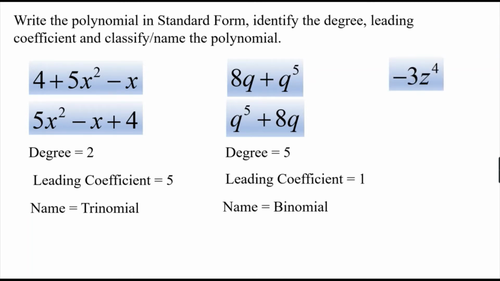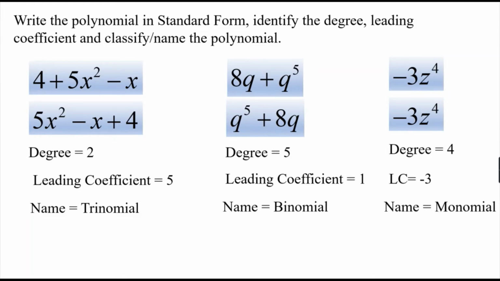Negative 3c raised to 4. So the same thing, it is just written the same way. With that one, the degree is simply 4 with the leading coefficient of negative 3. Only consisting of 1 term, therefore it is called monomial. This is how you figure out the degree, the leading coefficient, and the name of the polynomial.